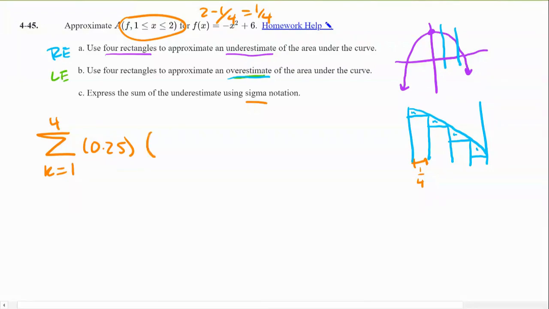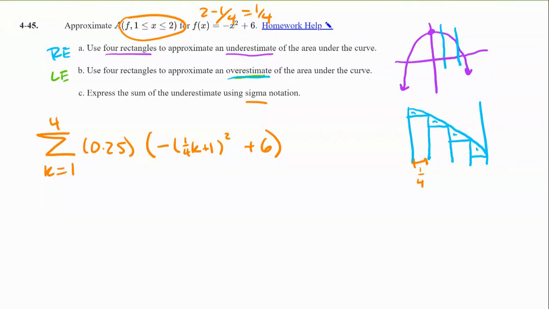Then my height is going to be the original function, which is negative x squared plus 6. But instead of x, I'm going to plug in the function for x sub k, which in this case here is going up by 1/4 each time, because that's our width and starting value at 1. So here is my right endpoint sigma notation.